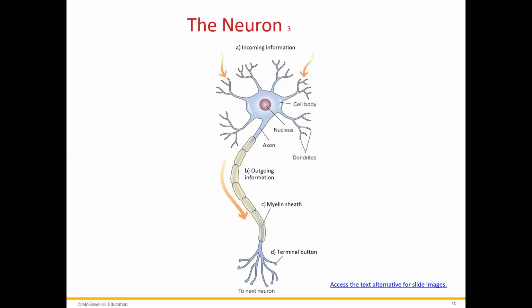You can see a couple of arrows coming in. Not only do they receive information from other neurons, but they'll receive information from muscles and from glands as well through these dendrites. So then we have the cell body there.